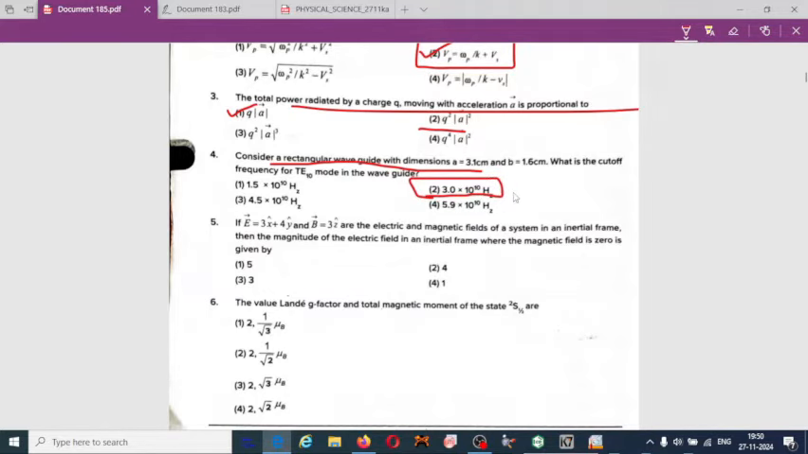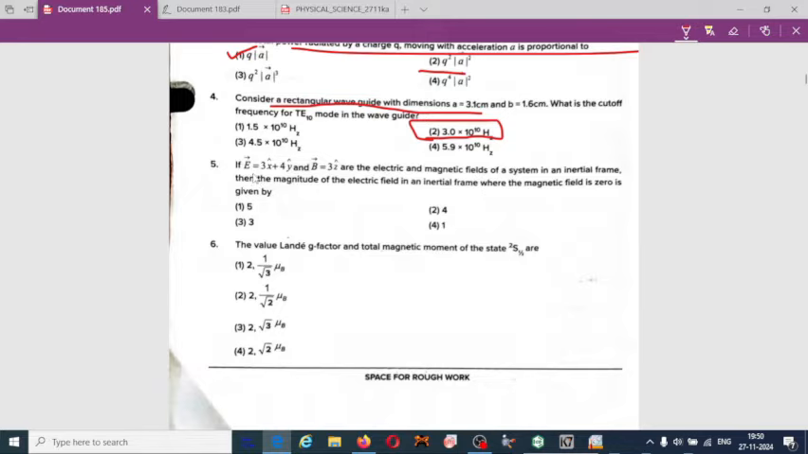3.0 into 10 to the power 10 hertz. Here electric and magnetic field are given by the vectors in the inertial frame. Then the magnitude of the electric field in an inertial frame where the magnetic field is 0 is given by... fifth one, option 2 is correct according to the given answer key.